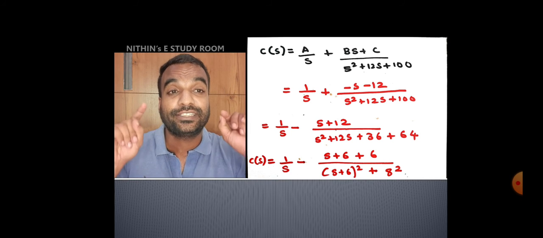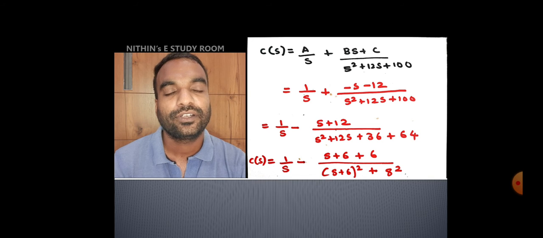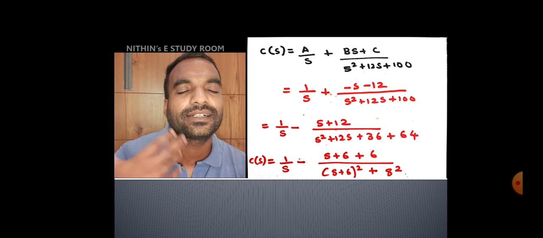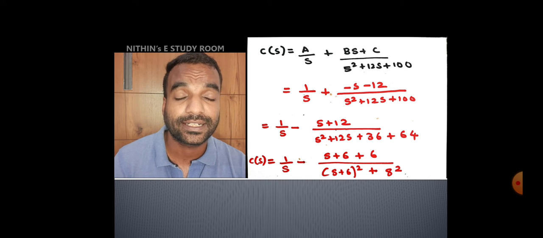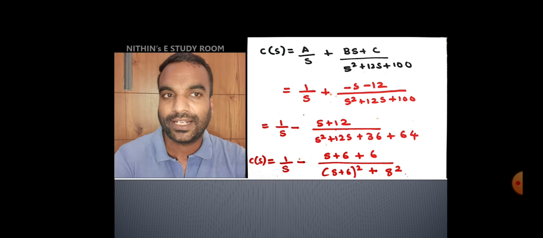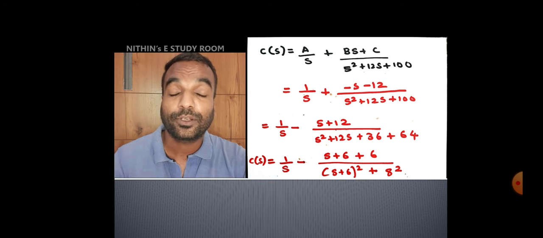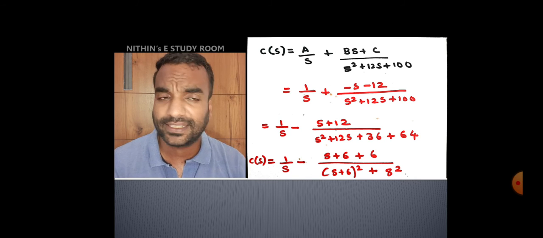So it is a shifting in frequency. Please check that theorem. If shifting is there in the frequency, in the time domain you have to multiply that with e raised to minus at. a is the shifted value. s plus 6 is there. Then in the time domain you have to multiply that with e raised to minus 6t. That is the shifting theorem.